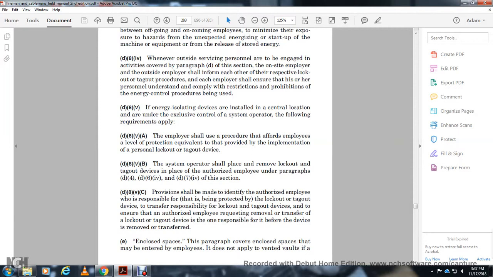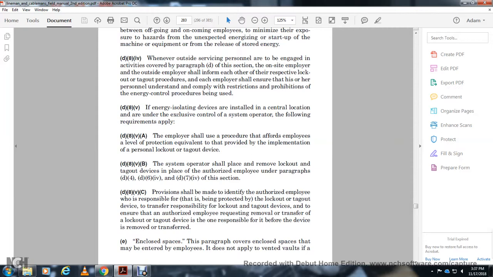Provision shall be made to identify the authorized employee who is responsible for the lockout/tagout device. The responsibility for the lockout/tagout device is transferable, and the authorized personnel requesting removal or transfer of the device must ensure that the one responsible for it is notified before the removal or transfer.